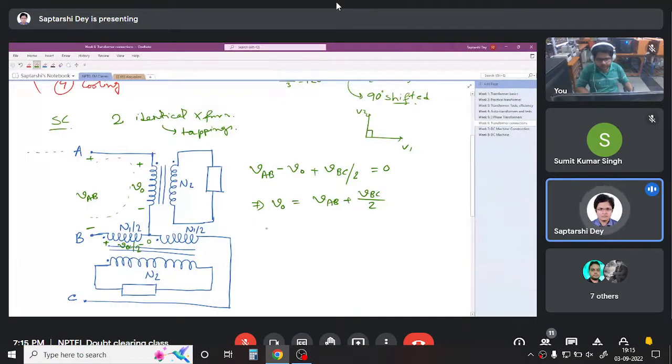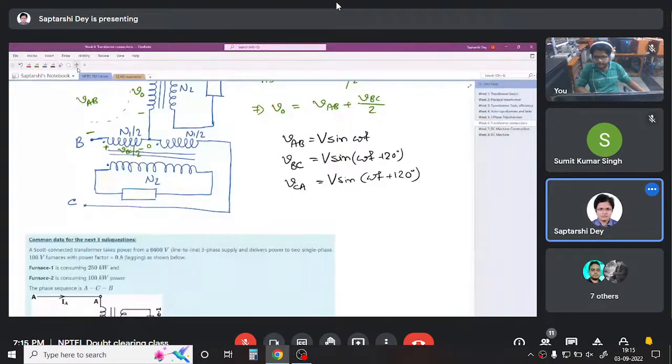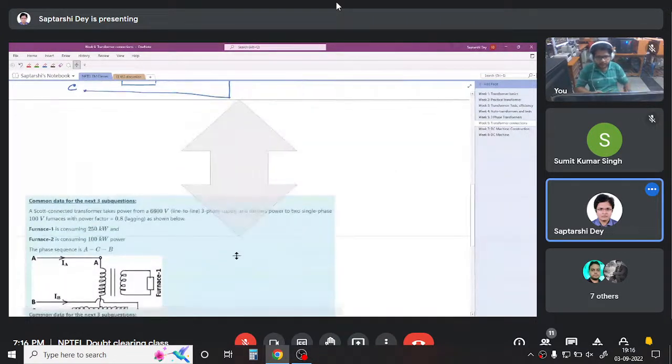Right, now we have to set our convention. Let us take our line voltage VAB as our reference. So VAB is V sin omega t. Then what will be VBC? Minus 120 degree. Yes, sin omega t minus 120 degree. And VCA will be V sin omega t plus 120 degree. Now we can substitute. We will look at problems later once we understand these things.